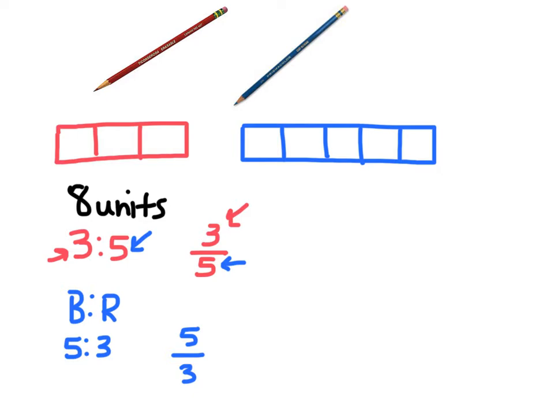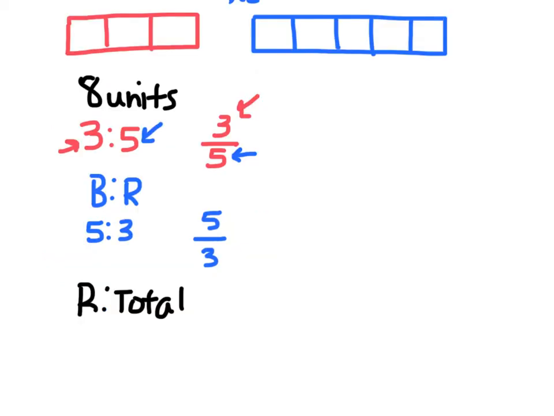Finally, let's look at the ratio of the length of the red pencil to the total length of the two pencils. If we were to write the ratio of the red pencil to the total length of the two pencils together, that would be 3 to 8. Now we could write that same ratio in fraction form by writing 3/8, the length of the red pencil over the total length of the two pencils.